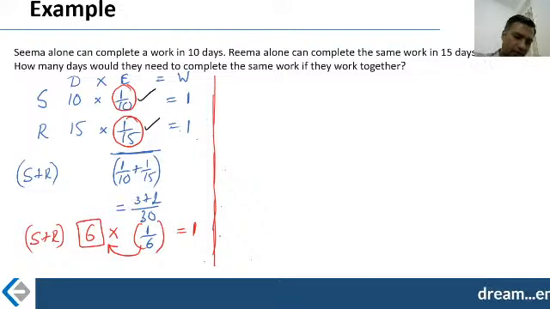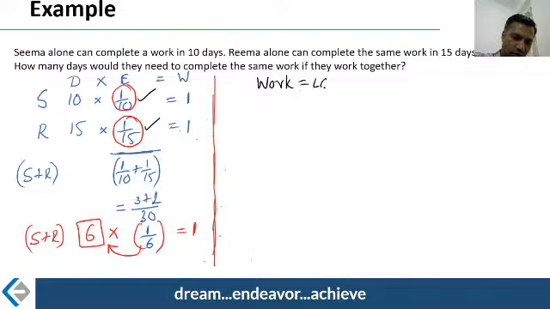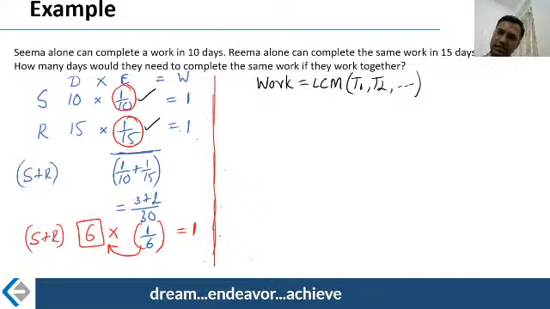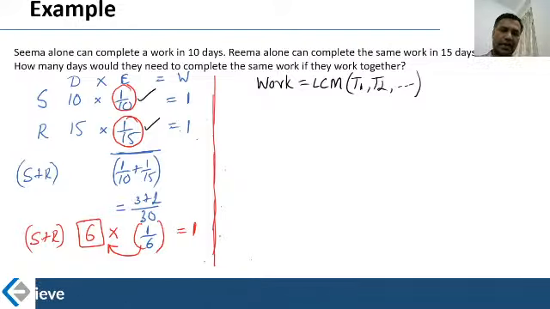So let's understand what that is. Work is equal to, you keep the work dynamic, the LCM of the time durations. Whatever time durations you see, take the LCM of all of them and call it the work. This is the only thing you have to remember. That's the starting point of any of these kinds of problems.